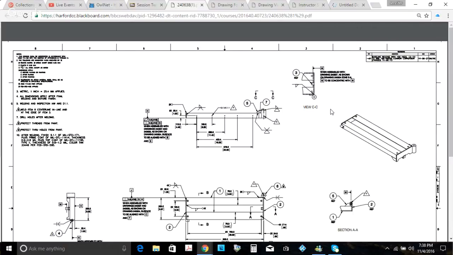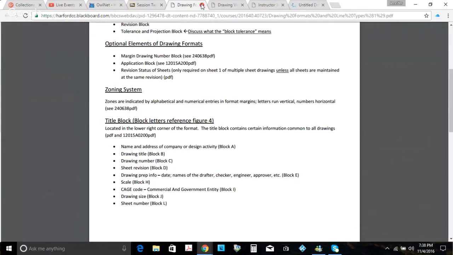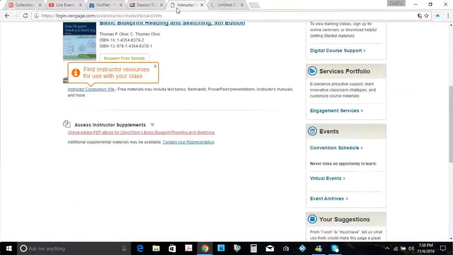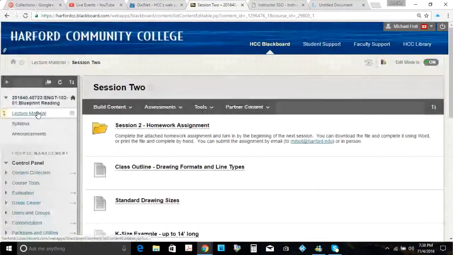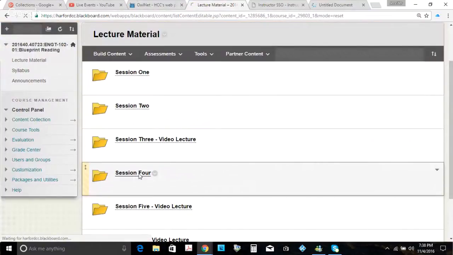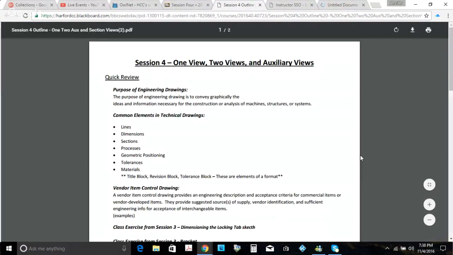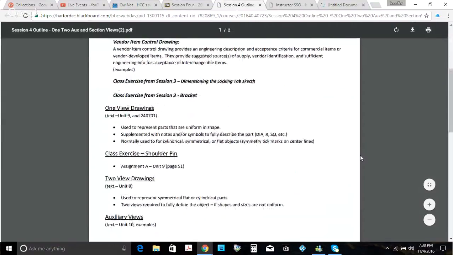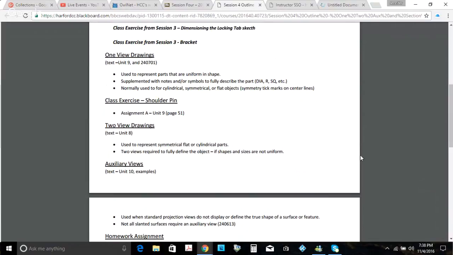Also, session 4, we covered, let me get rid of some of these screens because they're starting to stack up on me here. All right, so back to our lecture material and session 4. 1, 2 auxiliary views. A little quick review at the top, but we did start talking about views and notes and symbology that are going to be on certain types of views.